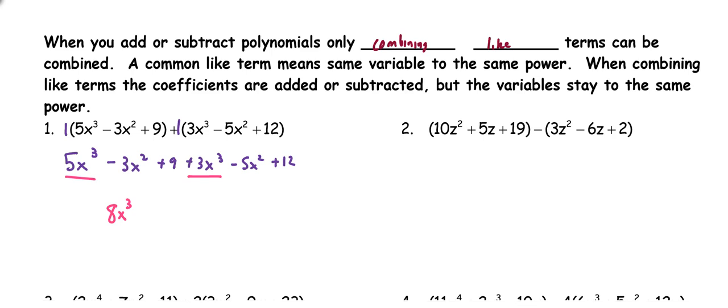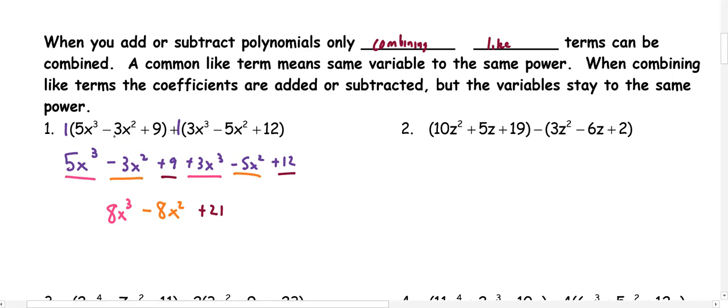The next highest power is x squared. We have a negative 3x squared minus 5x squared, which gets us negative 8x squared. And then we have two constants. We have 9 and 12. 9 plus 12 gets us 21. None of these can be combined anymore because they all have different powers. So we're done with that problem.